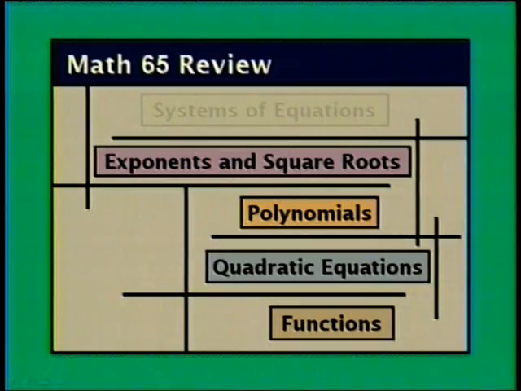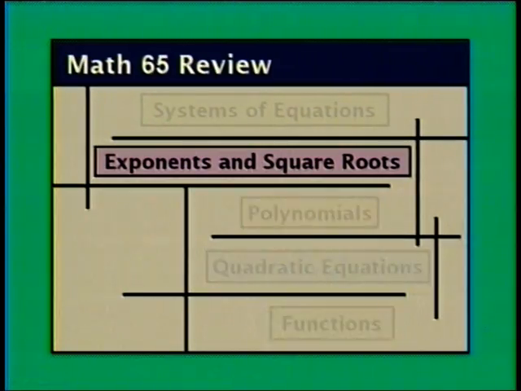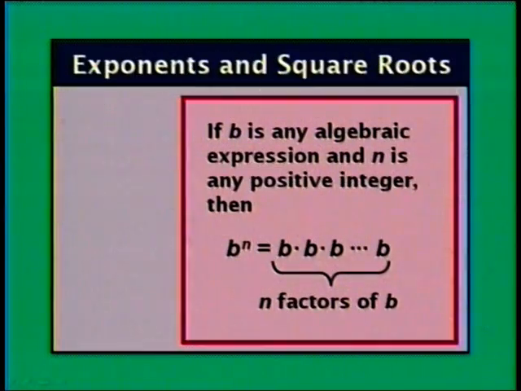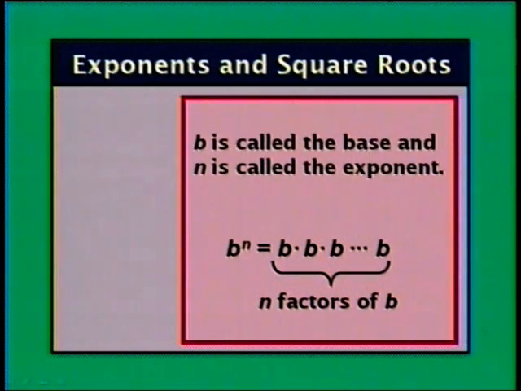Let's move on to exponents and square roots. Let's begin with our beginning definition. If b is any algebraic expression and n is any positive integer, then b raised to the n power is the product of n factors of b. b is called the base of the exponential expression, and n is called the exponent of the exponential expression.